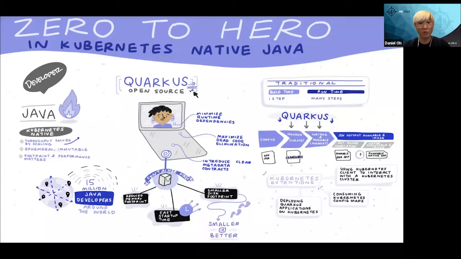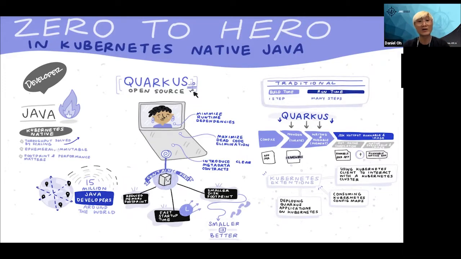So we can say Quarkus is supersonic subatomic, because Quarkus allows developers to build a tiny application with a small memory footprint and super fast startup and response time. I'm going to showcase that in the live demo in a minute.